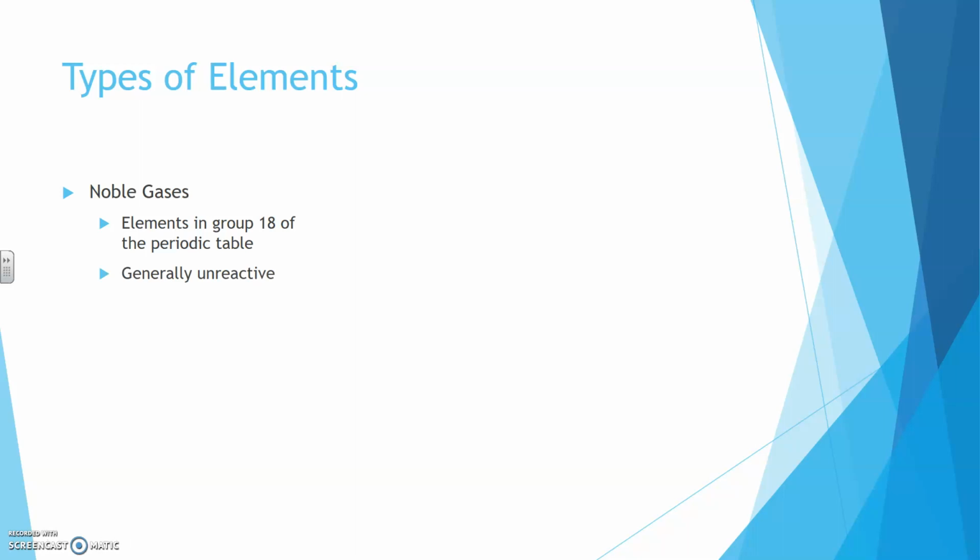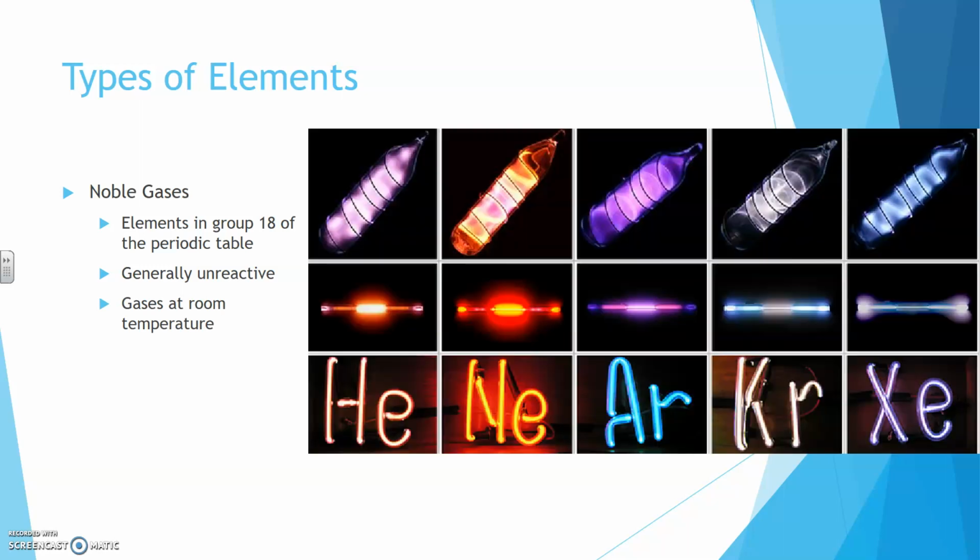They are generally unreactive. They actually got the name noble gas from this unreactive property. They were seen as basically the royalty of the periodic table, where they didn't want to react with anything. So they were like stuck up, like nobles and royalty. They are obviously gases at room temperature, hence the gas part of noble gases.